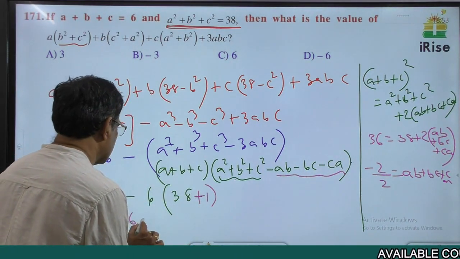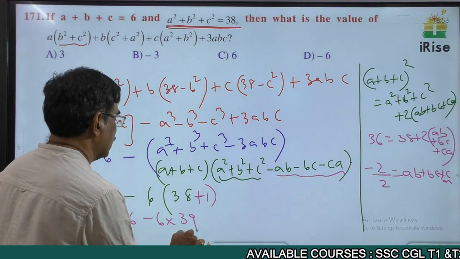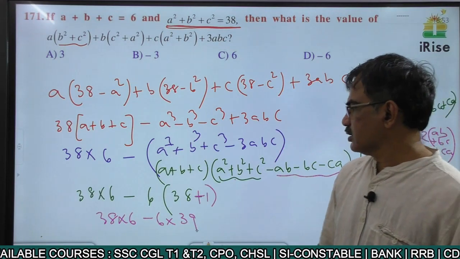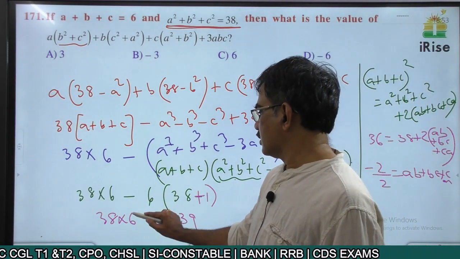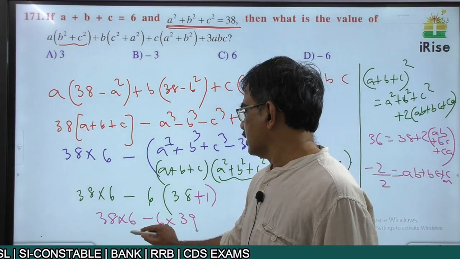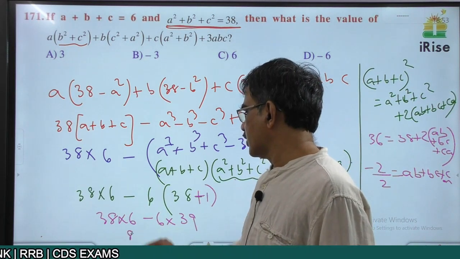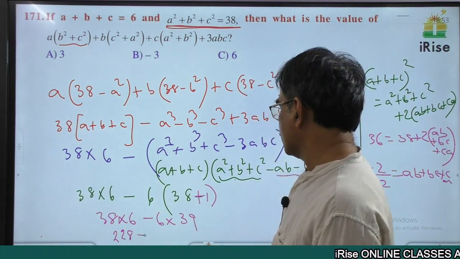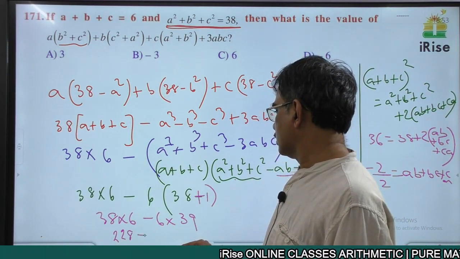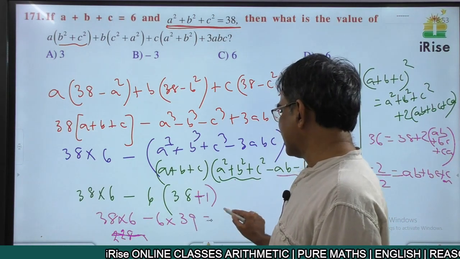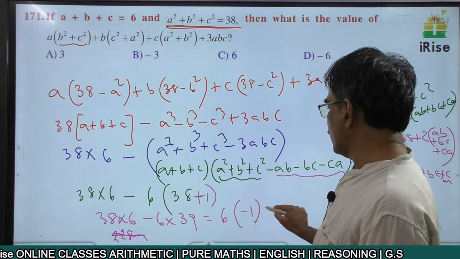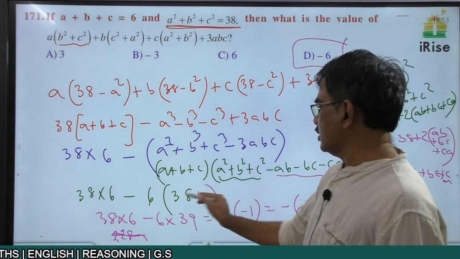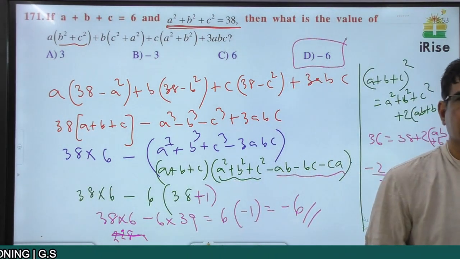38 into 6 minus 6 into 39. So what is the value of this one? 3 6 8s are 48, 6 3 is 18 plus 4, 228 minus... Not necessary actually, taking 6 common, 38 minus 39 is minus 1, so the answer is minus 6. 6 into 39, 6 into 38.